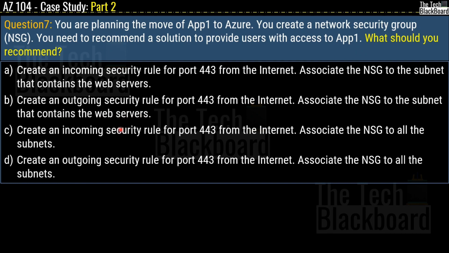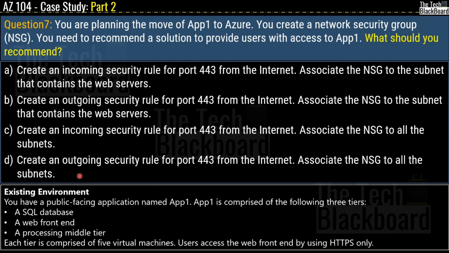And the third option is create an incoming security rule for port 443 from the internet, associate the NSG to all the subnets. The last one given is create an outgoing security rule for port 443 from the internet, associate the NSG to all the subnets.